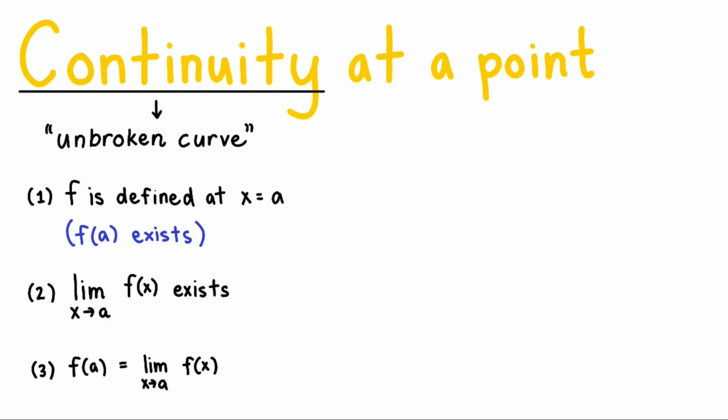Now, it's kind of hard to understand how this works without a visual representation. So let's try to visualize what happens in here. So for the first condition, f is defined at x equals a. This means that there is a point wherein its x component is a and its y component is f of a. So this point exists.